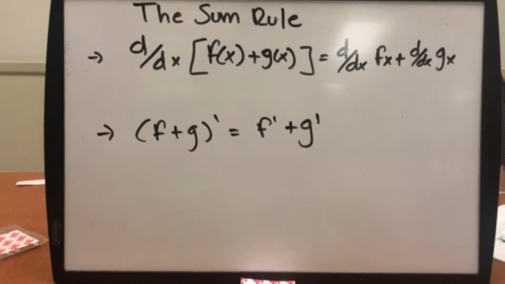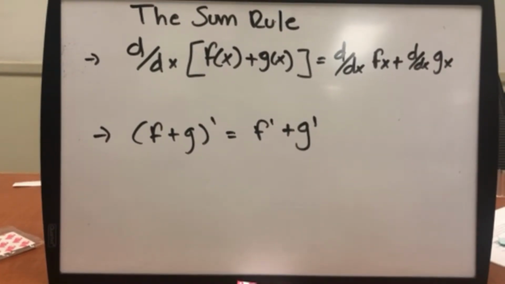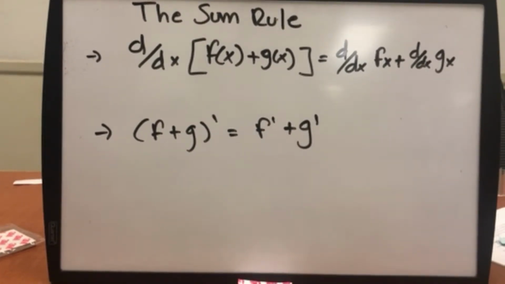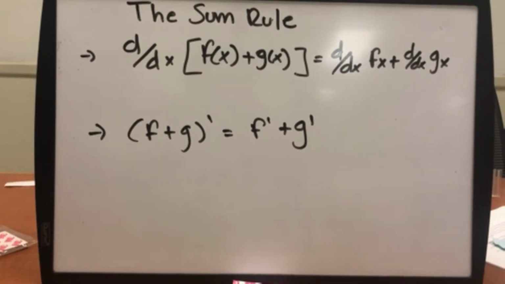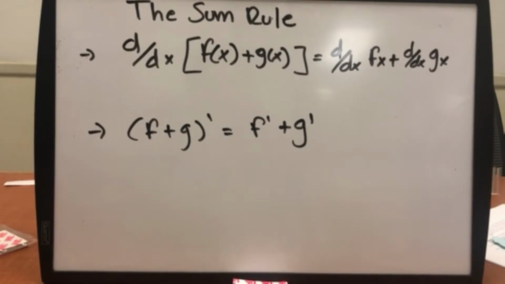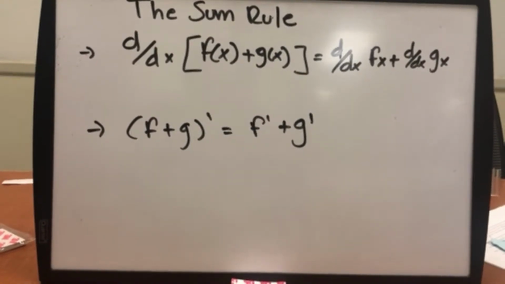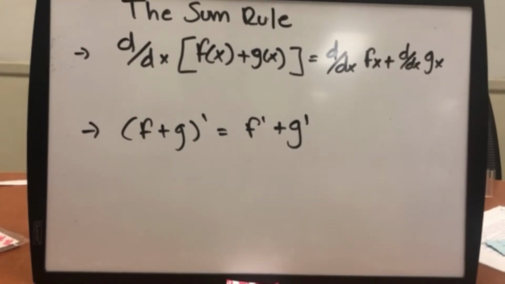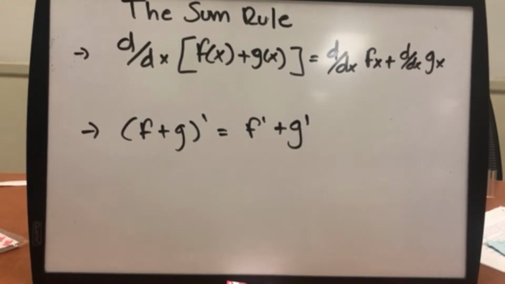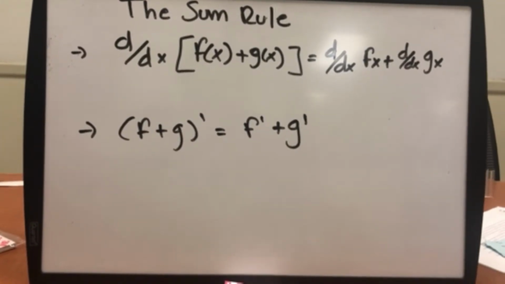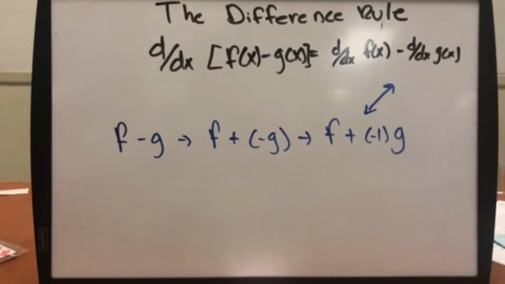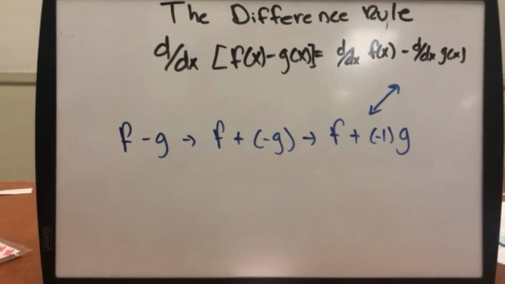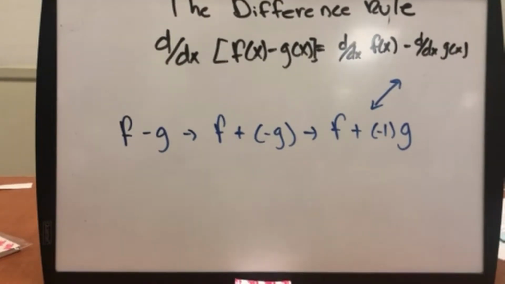We have d over dx of f with respect to x plus g of x equals d over dx of f with respect to x plus d over dx of g with respect to x. We also have the prime notation, which is f plus g prime equals f prime plus g prime. The difference rule is the derivative of f with respect to x minus g with respect to x.